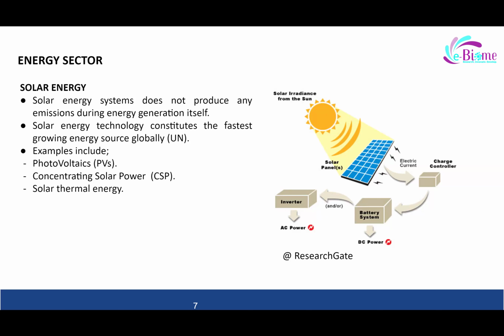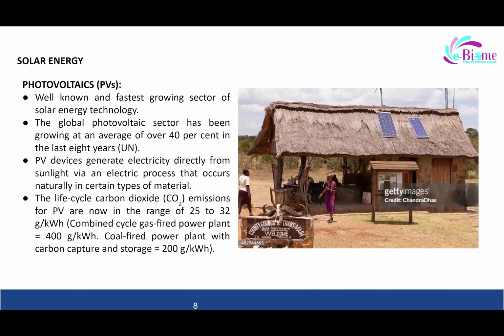So solar energy technology constitutes the fastest growing energy source globally, especially here in Africa, where people are now venturing more and more into solar technology. It has gained a stronger foothold on the continent. Examples of solar technology include photovoltaics, that is PVs, photovoltaic cells, concentrating solar power, CSP, and solar thermal energy. I will explain all of this as we progress. So photovoltaic cells, or PVCs, are the most well-known and fastest growing sector of solar energy technology.